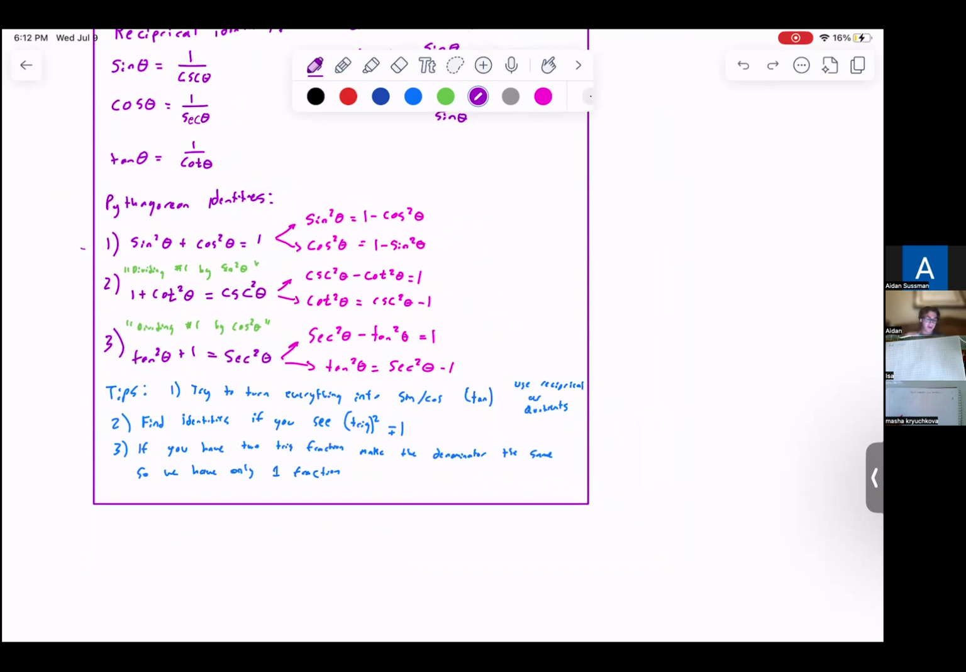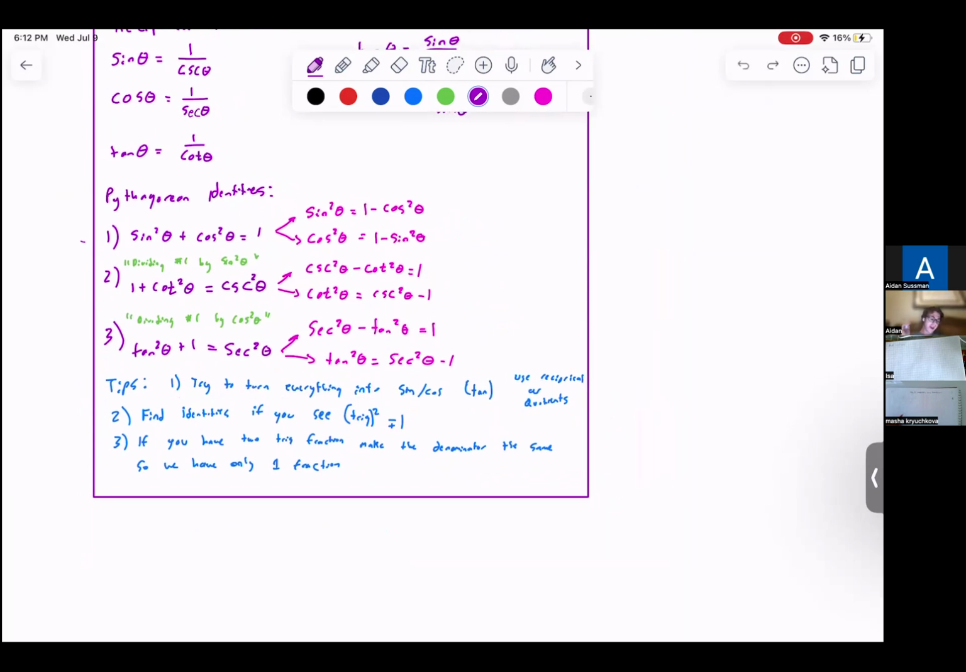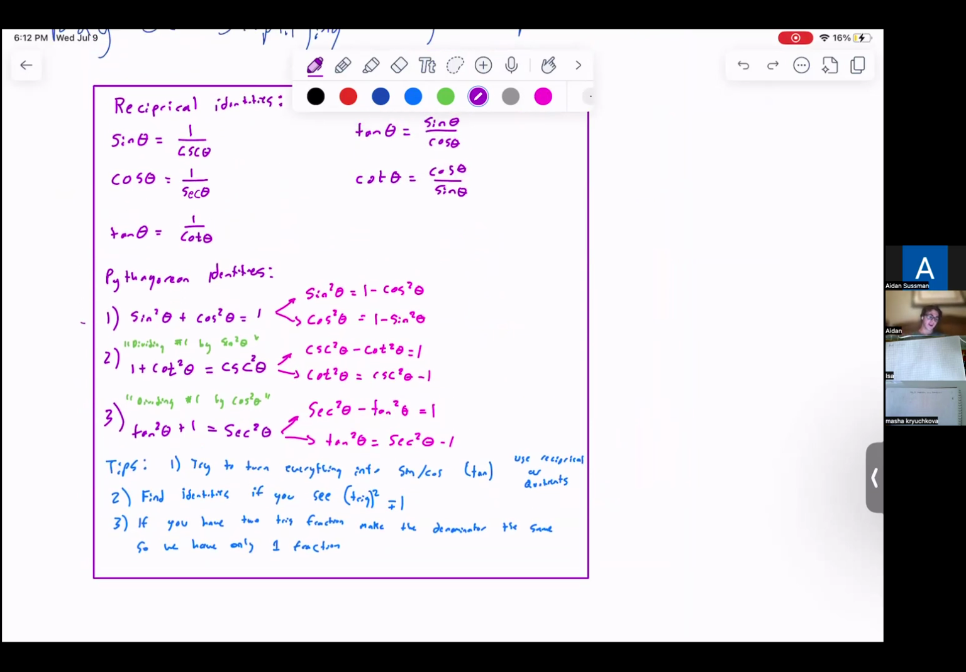And our big tips are going to be this. Step 1, make everything into sine and cosine if you can, or tangents, right? If you have a sine divided by cosine, that's a tangent. And we do this, so basically we're using our reciprocal identities. We want to get rid of cosecants and secants and cotangents. We want to get rid of those and turn them into sine and cosine.